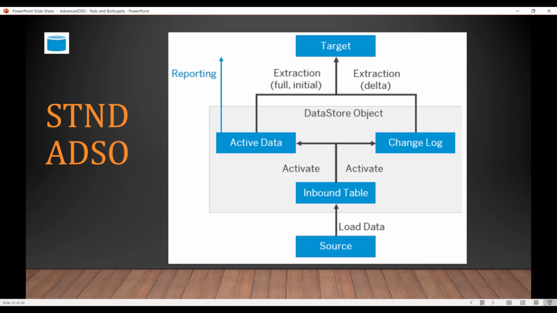And for the extraction to further data targets, if it's a full load, it will go to the active data table. If it's a delta load, then it will go from the change log. And if you have not selected the change log, then delta extraction will not be supported, only full load will be supported. So these are the features of the standard ADSO. Next, we will look at the staging ADSO.